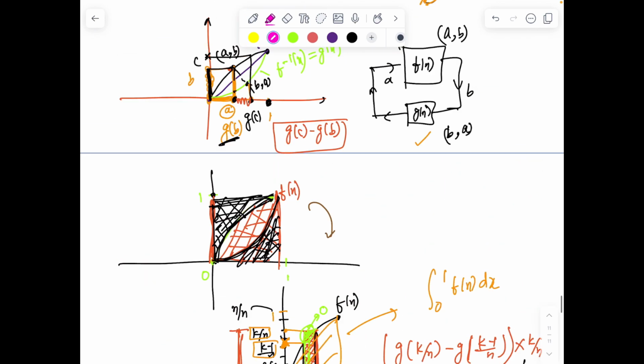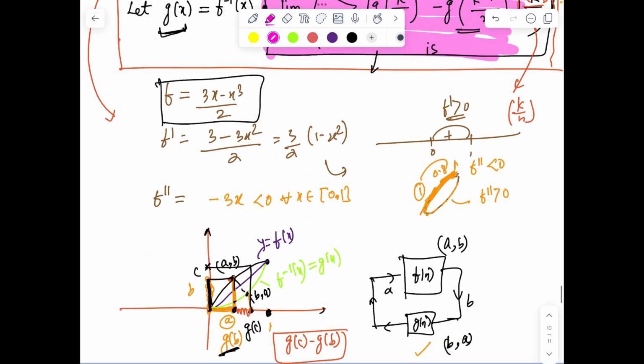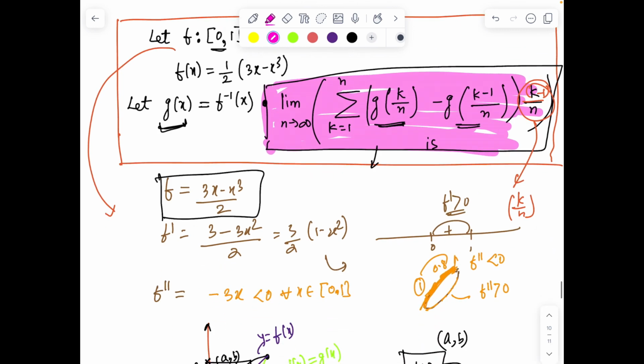So I hope you must have enjoyed the problem, and more than just enjoying, you must have understood how geometrically we are able to translate the information of the Riemann sum, and geometrically we are also able to relate the inverse function with the original function.